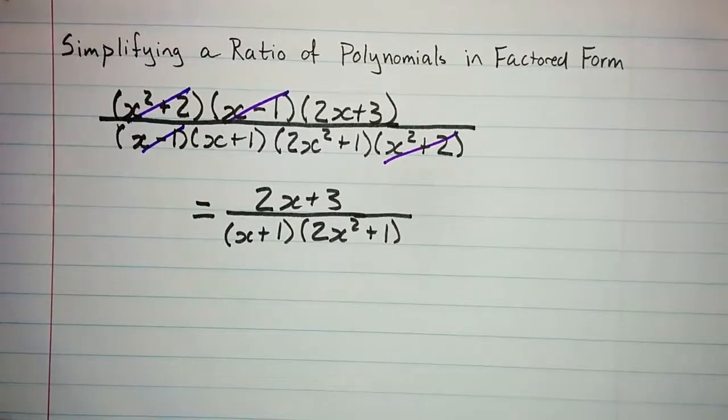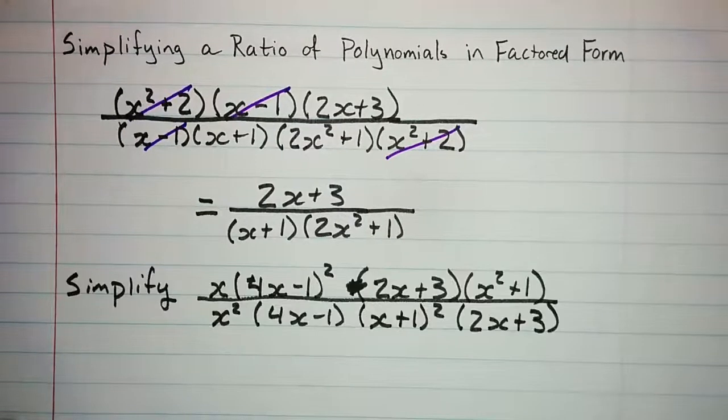So once we have a ratio of polynomials written in factored form, we can treat it just like a ratio of monomials. I'm going to give you one of these to try as well. Again, treating it just like a ratio of monomials. I promise that all of the factors you see are prime. Simplify this ratio of factored polynomials. Pause the video and try this now.